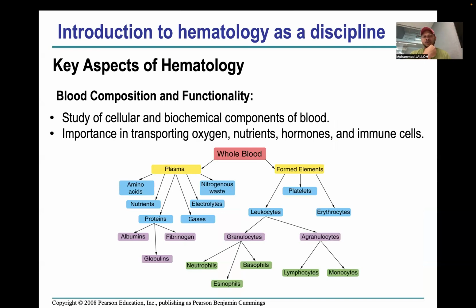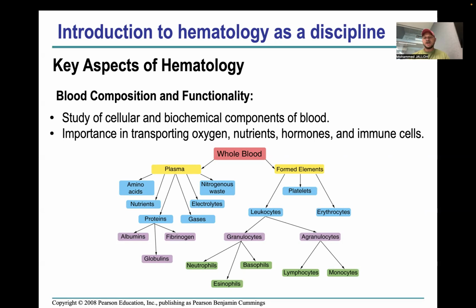The key aspect of hematology mostly has to do with blood composition and functionality. What is blood composed of? What are the compositions of blood? And what are the functions of these different aspects of blood? The study of cellular and biochemical components of blood is important when it comes to hematology, and its importance is in transporting oxygen, nutrients, hormones, and immune cells.